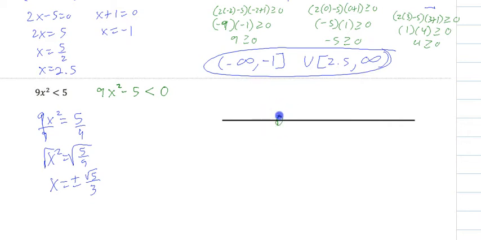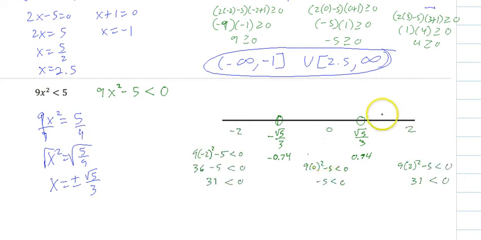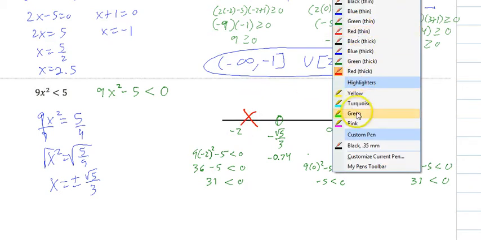So let's put them on the graph. That would be open dot negative square root of 5 over 3, and I'm going to put negative 0.74 as a reminder. And then over here, open dot square root of 5 over 3, and then 0.74 as a reminder. And this is when we have it less than 0. So again, we test them. I pick 2, negative 2, and 0. After testing them, I get that this is not less than 0. This one is less than 0, and this one is not less than 0. So shading-wise, we would cross this out and shade the middle.